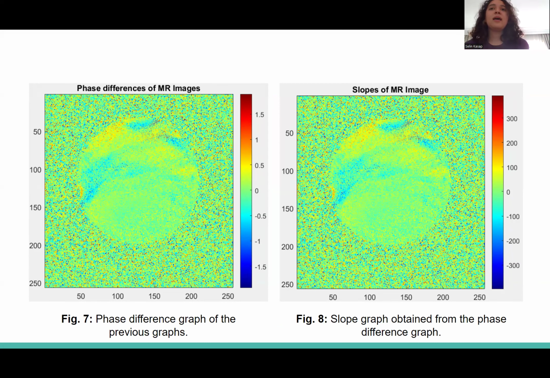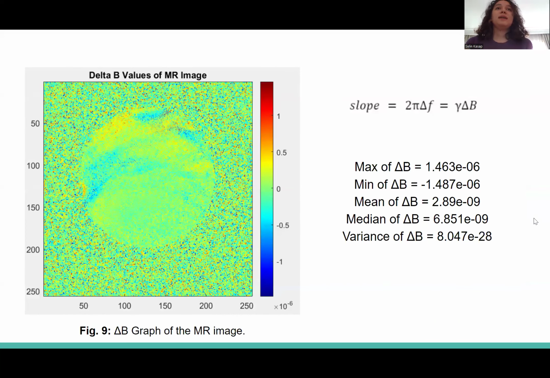From these data, I found the slope by dividing the phase differences by 4.84 milliseconds, and I obtained the slope graph, which is the same graph, but with a different scale, as you can see. After that, I obtained delta B from the slope by dividing the slope by gamma. And you can see the delta B graph of the MR image in figure 9.